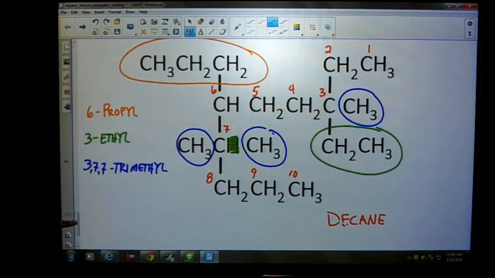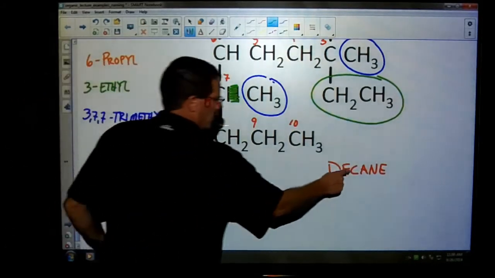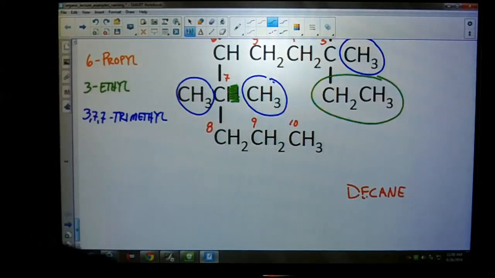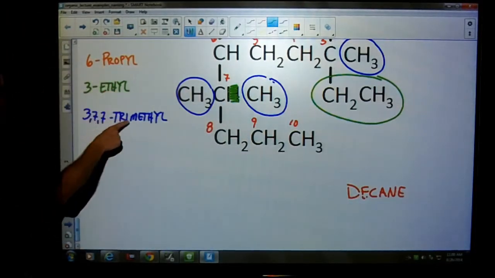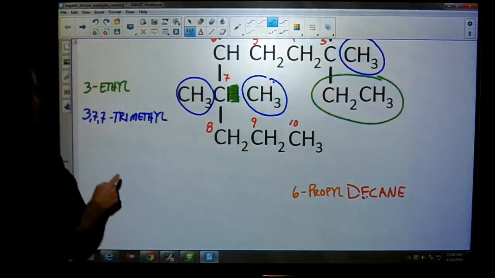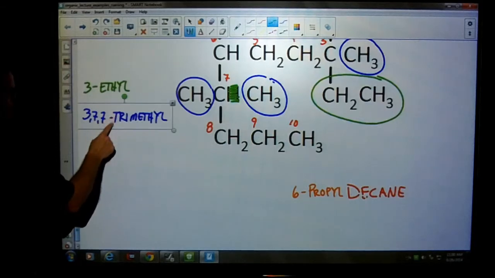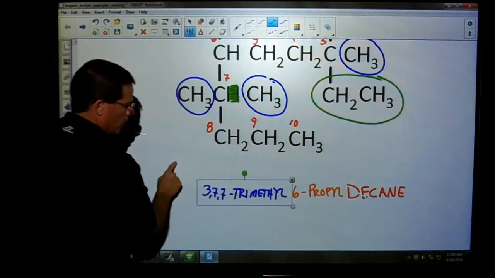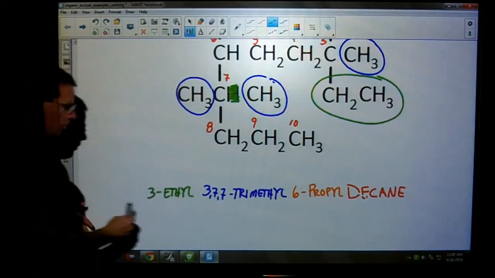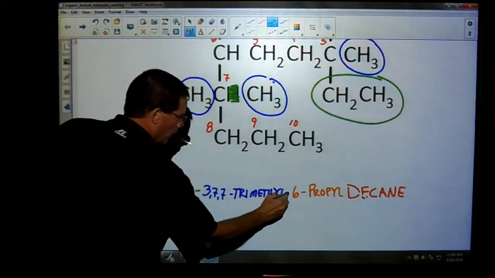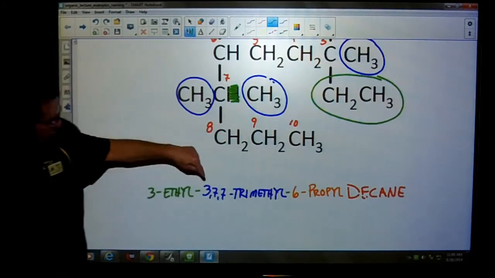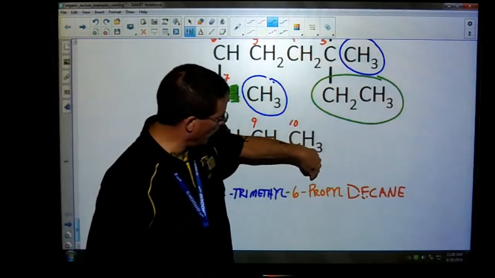Okay, so now when writing the name of this, let's move decane down here. Alphabetical first, so we have propyl, ethyl, methyl. So propyl goes right there. The methyl is next, and it goes right there. And then the ethyl goes right there. And it's nice to have the different colors, so we'll put dashes in between there. So the name of this compound is 3-ethyl-3,7,7-trimethyl-6-propyldecane.